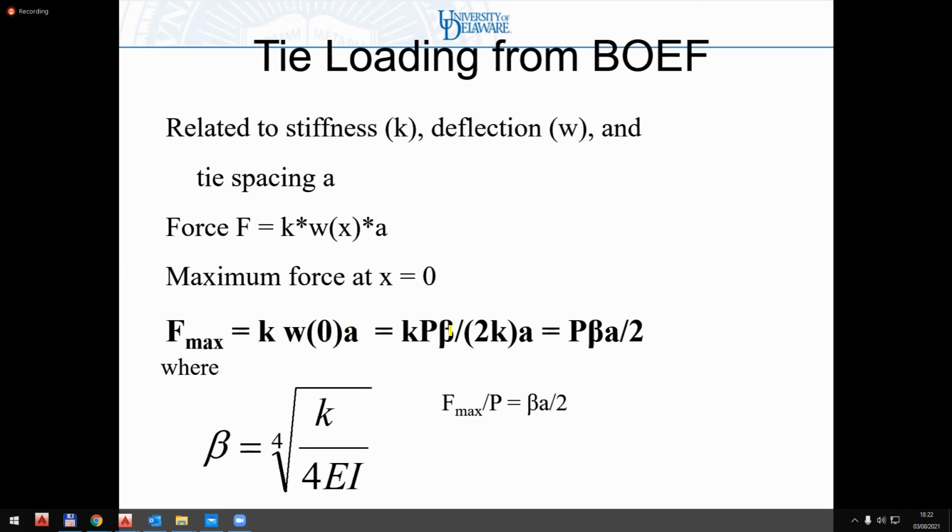And the maximum force is K times W of 0 times A. We know W is P beta over 2K. So it's K times P beta over 2K times A. We can actually cross out the K's and have P beta A over 2.